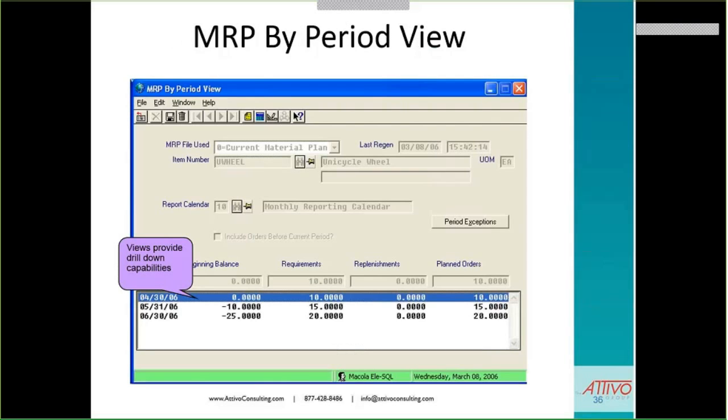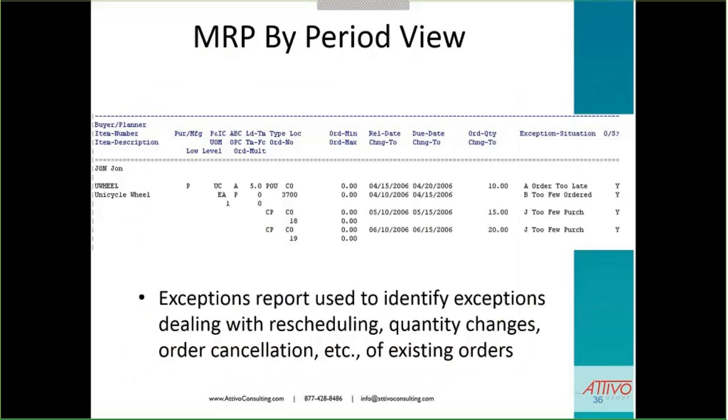This is one of the most helpful views, very much like the MRP By Date Report. This is a view of the same information. The nice thing about this is that it has drill down capabilities, so you can analyze the information. It will also allow you to click into the period exceptions and identify which exceptions you want to have displayed or not. And it will show you all of the detail of the requirements, the replenishments, and/or the planned orders.